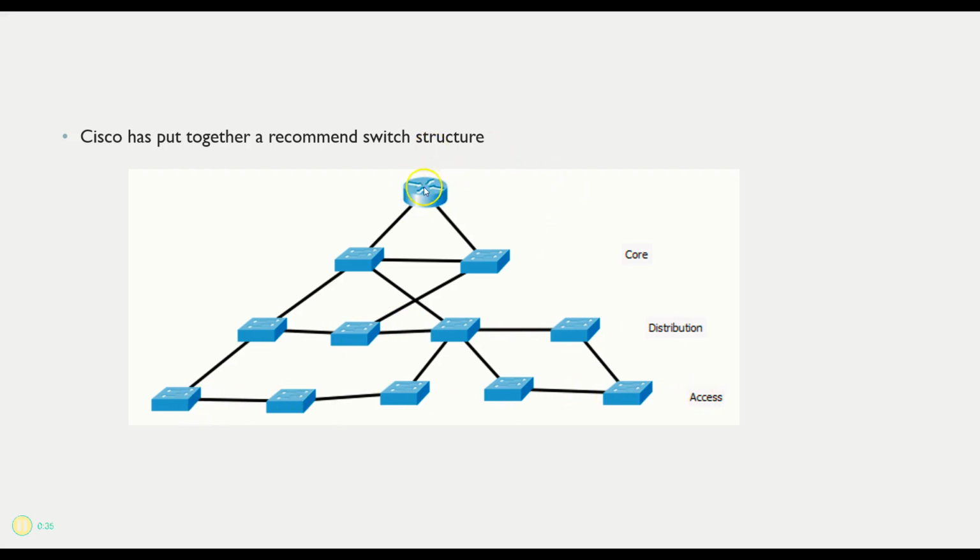Up here is the actual backbone of our organization at this router. Down here at the bottom is where we would actually attach PCs, servers, printers, all those end user devices. These are attached to these access layer switches.